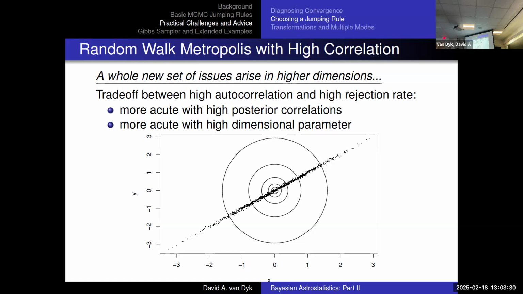If I have a big standard deviation, I'm jumping left and right and up and down and missing the distribution and rejecting all the time. So I need to shrink this thing down to maybe just the size of that little circle. Then I'm accepting, but it's going to take me a really long time to move up and down this distribution. So if you have highly correlated parameters, it's really hard to use just a regular kind of jumping rule that doesn't account for correlations.